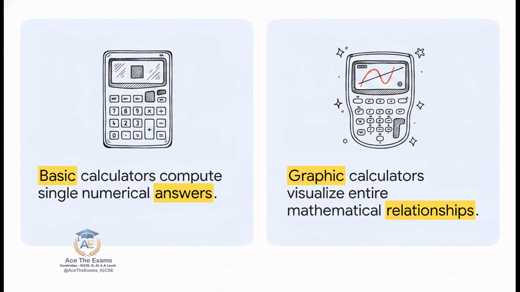Now, what's really interesting here is the massive leap in capability. We all know the standard basic scientific calculator, right? It's great for arithmetic, maybe some trigonometry, getting a single numerical answer. But a graphic display calculator literally visualizes entire mathematical relationships. Instead of just handing you an isolated number, it gives you the whole picture, showing exactly how those variables interact in real time. It's a total paradigm shift.